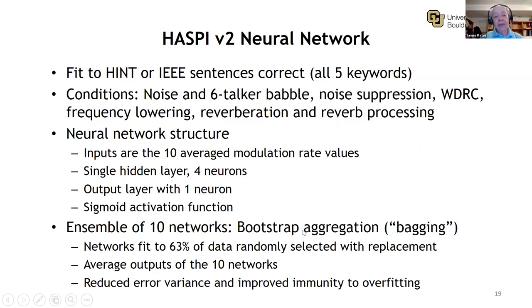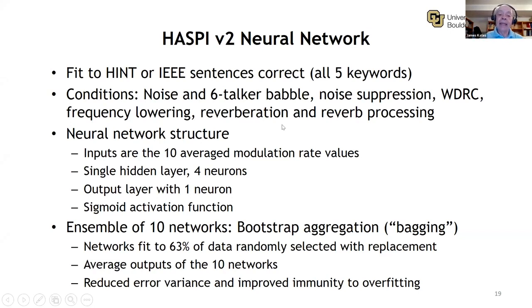Now, to map the output of our cross correlations into subject data, we're using a neural network approach. So we're looking at entire sentences correct. Remember, I said there might be differences if you're looking at the number of keywords correct. So this work that we've done is tied into complete sentences correct. We've looked at a lot of different conditions, including noise, multi-talk or babble, the impact of noise suppression, wide dynamic range compression, frequency shifting. That's part of a lot of hearing aids.